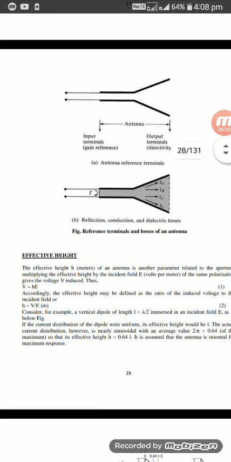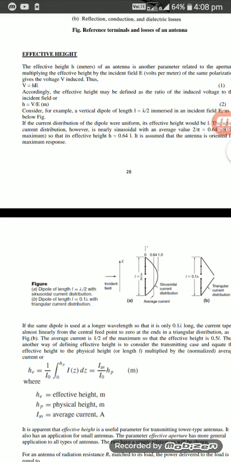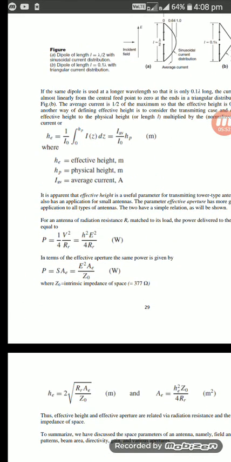Okay, next go for effective height. So this effective height of the antenna, length equal lambda by 2. This height h is equal to 1 by I naught, integration from 0 to hp, of the current Iz into dz. Okay, I average by I naught into hp. He means effective height, hp means physical height, I average means average current. Okay, that is the average value.